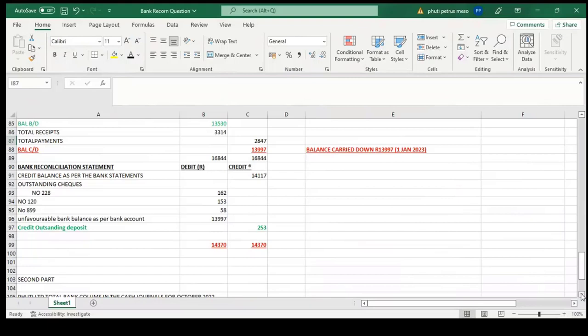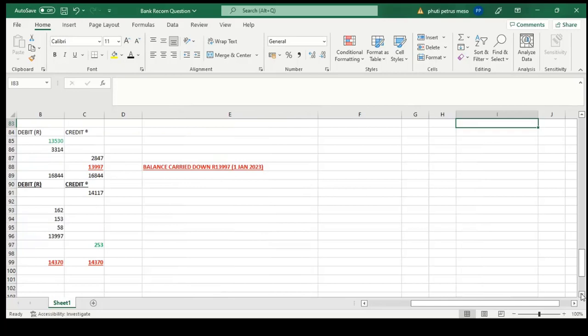So the 14,117, you can see that it's actually a credit balance as per the bank statement under the bank reconciliation statement. Can you see the opening on the credit side of 14,117? Let's look at the outstanding checks. We had 228,162, which was fine. 120,153 was fine. And then check number 899 of 58 rands. You remember the bank charges. And then we have the unfavorable bank balance as per the bank account, an amount of 13,993. And then we've got the credit outstanding deposit of 253. Jessica, do you still remember 253? We did well on this.